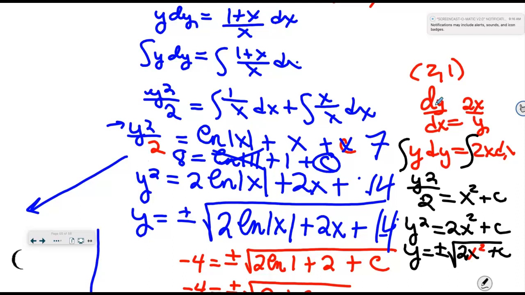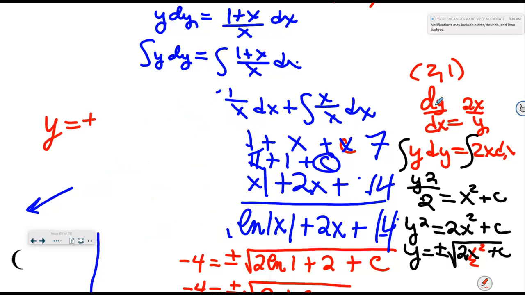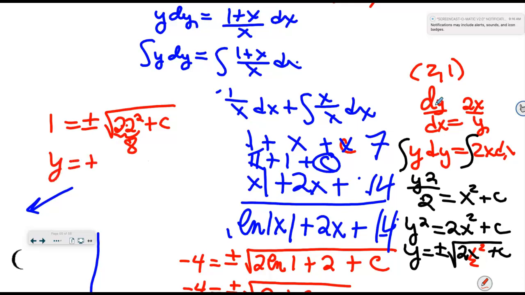First thing, how do I get the c? Plug 2 in for the x, correct? So that would be what, 8? I'm going to erase over here. So I have y equals plus or minus the square root of 2 times 2 squared plus c. And it's supposed to equal a 1, correct? So this would be 8. What's c have to be? Negative 7. Yeah, so my y is going to equal plus or minus the square root of 2x squared minus 7.